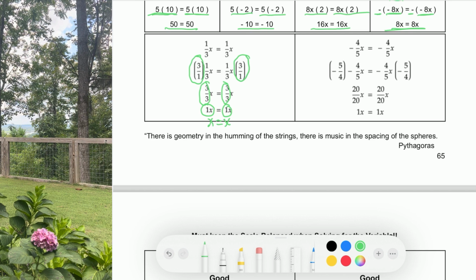Let's look at one more. If I have -4/5 x equals -4/5 x, to cancel them out, I need to multiply by its reciprocal. So again, I multiplied by the reciprocal, so -5/4, and I multiplied by -5/4 on this side as well. That gives me a 20/20 and a 20/20, and that reduces to 1x equals 1x. Good. All right.